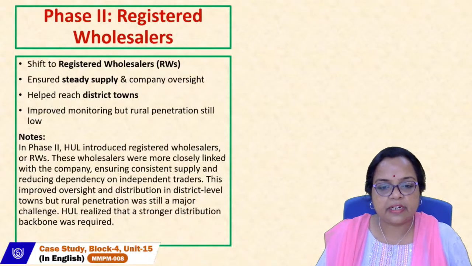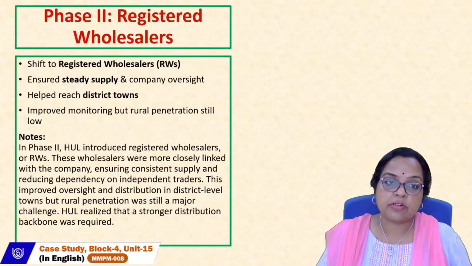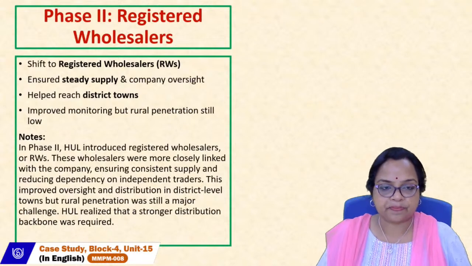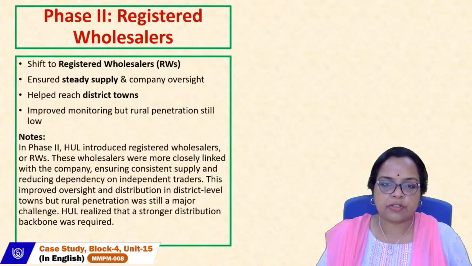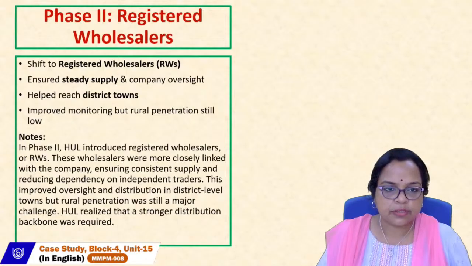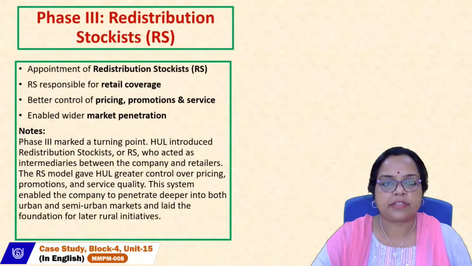This improved oversight and distribution in district-level towns, but rural penetration was still a major challenge. Though development was seen at the district level, rural penetration remained a major challenge in phase 2 also. So HUL realized that a stronger distribution backbone was required. Phase 2 is known for registered wholesalers, steady supply and company oversight, which helped reach the district level, but the challenge of rural penetration persisted.